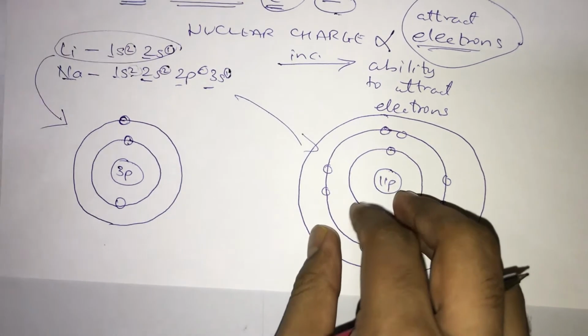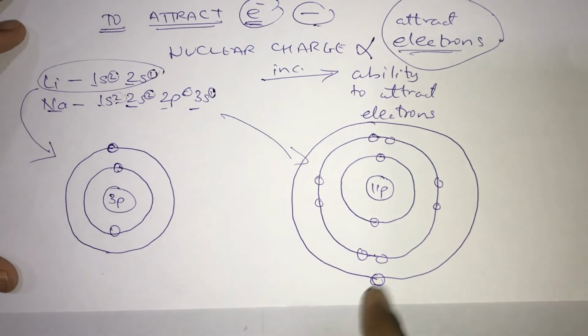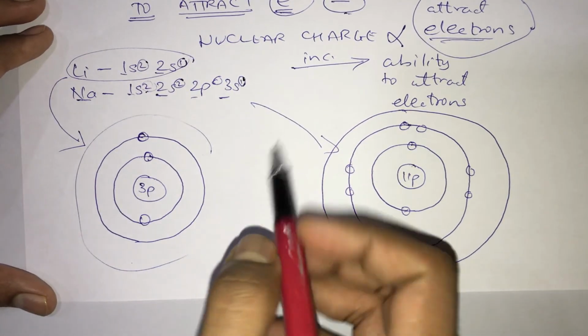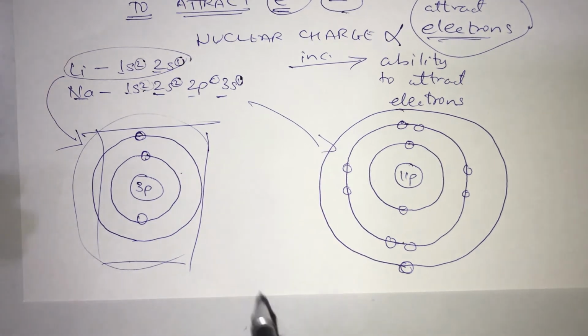Now suppose I had to add an electron in a lithium atom, so this is our diagram of lithium, and suppose I had to draw.